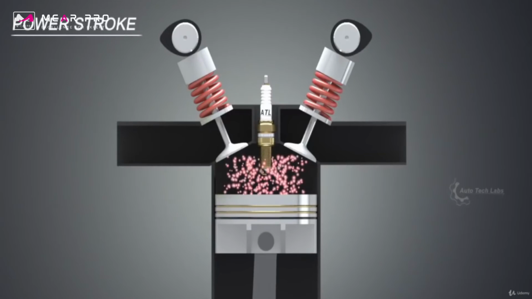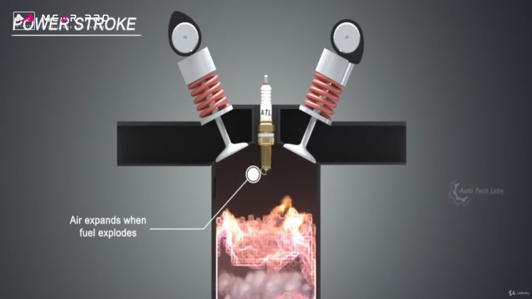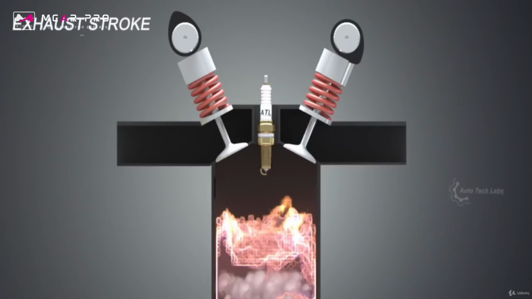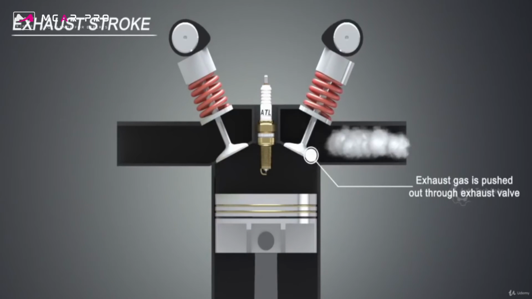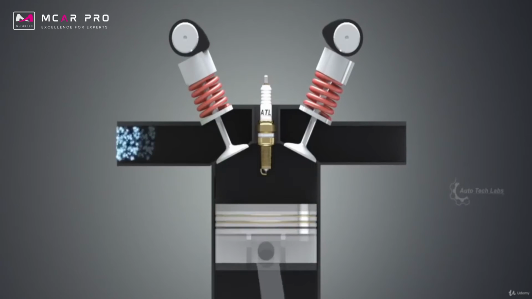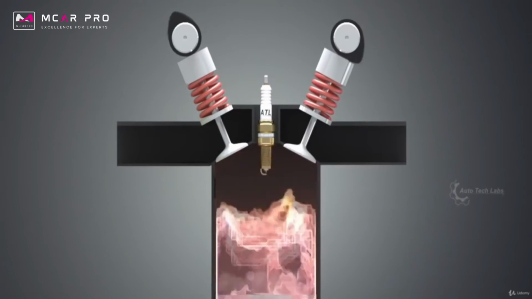At the end of the compression stroke, the air-fuel mixture is ignited by the spark plug. The explosion exerts pressure and pushes the piston down. This is the power stroke, which produces power at the crank. In the exhaust stroke, the outlet valve opens as the piston pushes out the burned gas. The cycle starts again from the intake stroke, keeping the engine running and producing power.